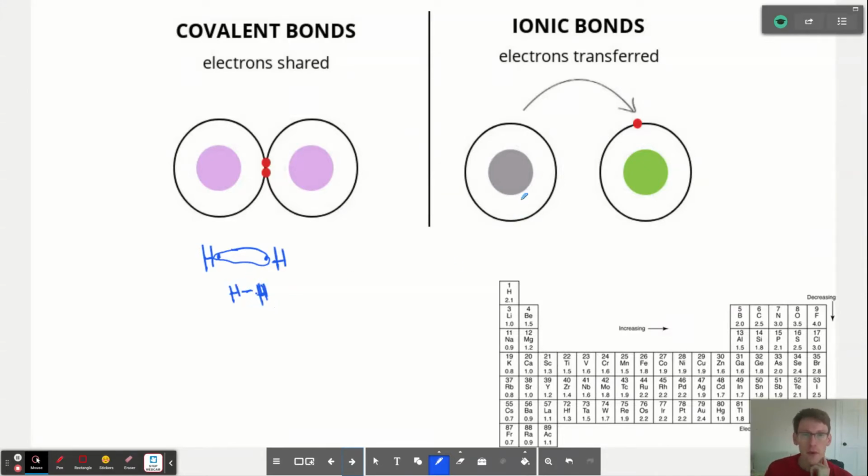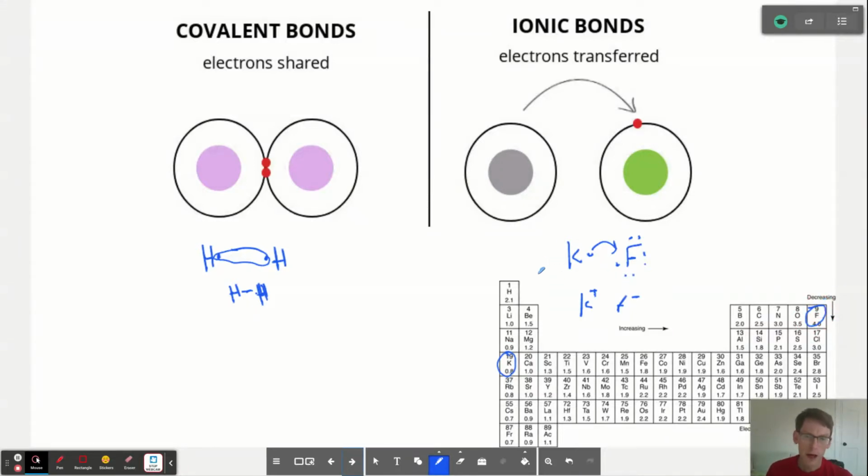So with ionic bonds, electrons are fully transferred. An example would be potassium to fluorine, and the fluorine has 7 valence electrons, and the potassium has 1. And so the potassium will transfer its valence electron to the fluorine, and we get a K+ ion and an F- ion. We know that potassium has 1 valence electron because it's in group 1, and we know that fluorine has 7 because it's in group 7.